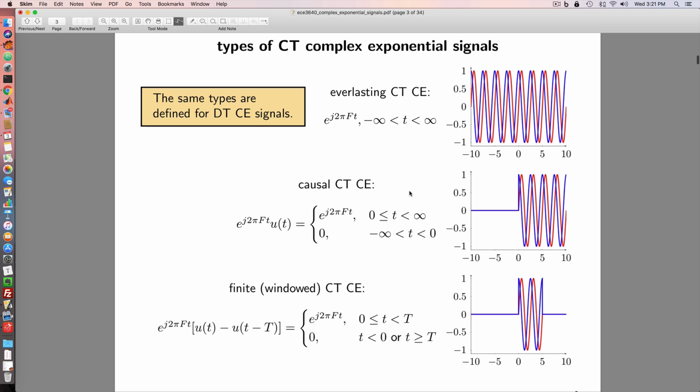Interestingly, only one of these consists of a single frequency, and that is the everlasting complex exponential signal. It's the only one that's drawn here that has only one frequency component. All the others have more frequency components. In fact, an infinite number of frequency components, as we'll see.